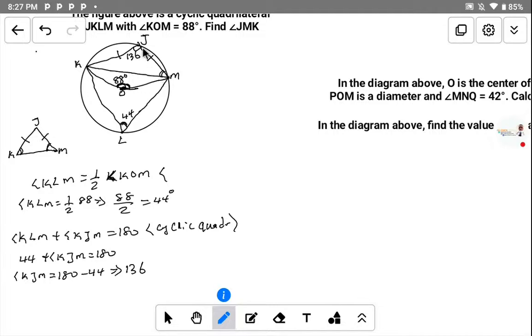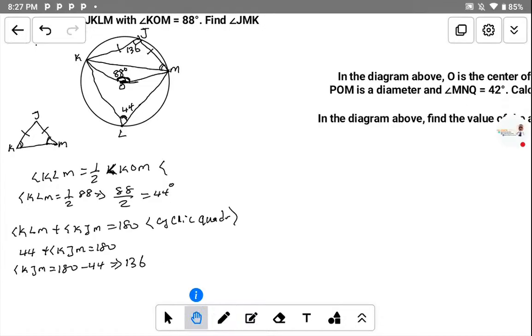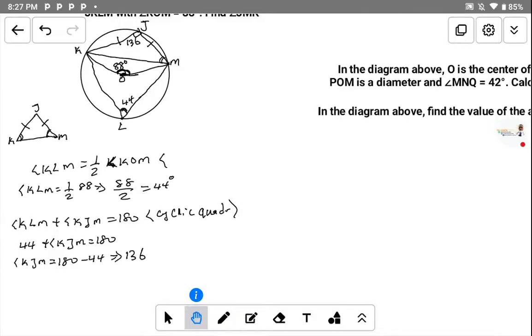We're trying to find the angle JMK, so we want to look at this angle. Okay, that's what we have got for that. Now, the last step is where we are going to our final answer.